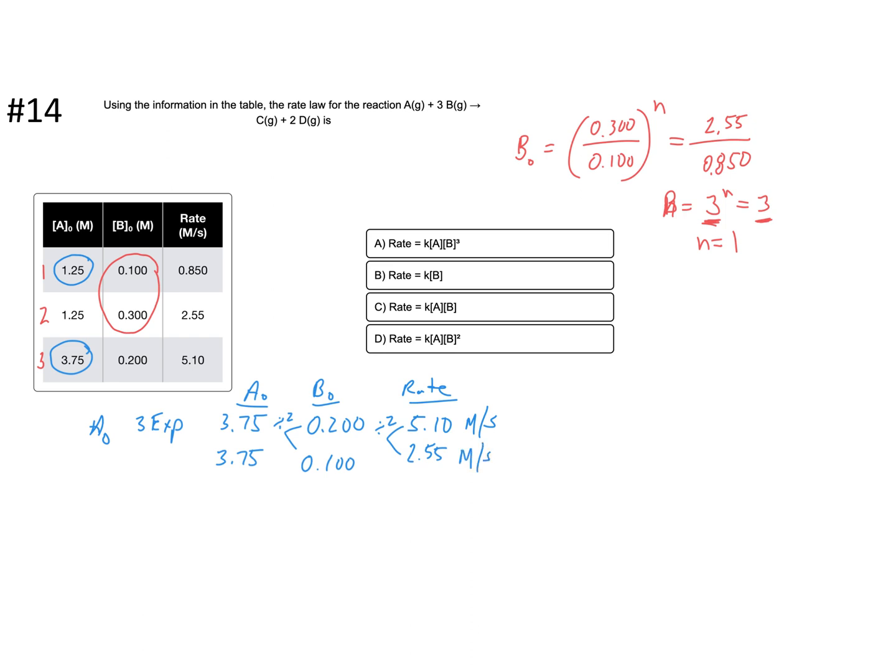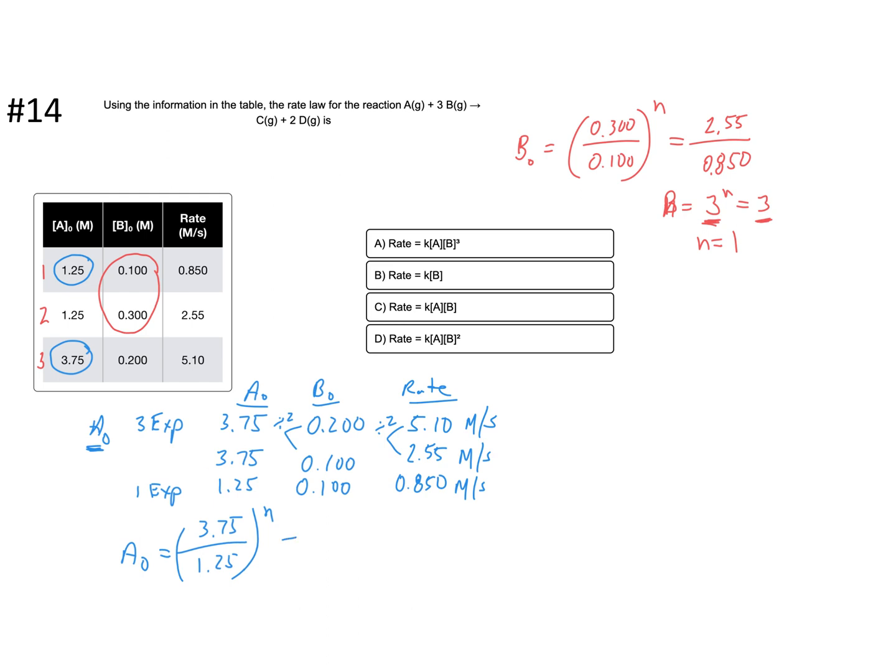So now I can use experiment 1, 1.25, 0.1, and 0.85 to find the order of the reaction with respect to A. So for A, right, my larger concentration, 3.75 divided by 1.25 to the n.